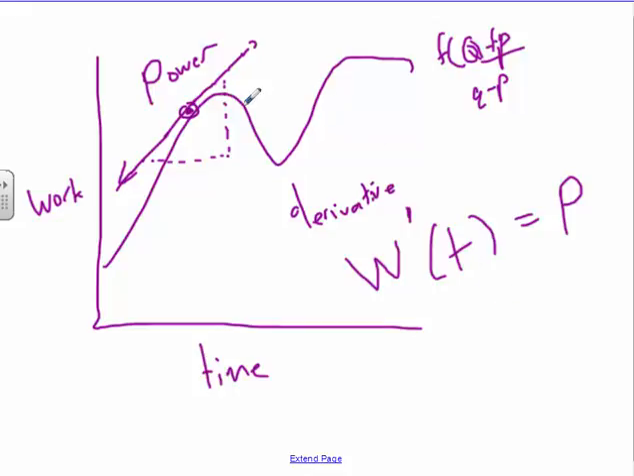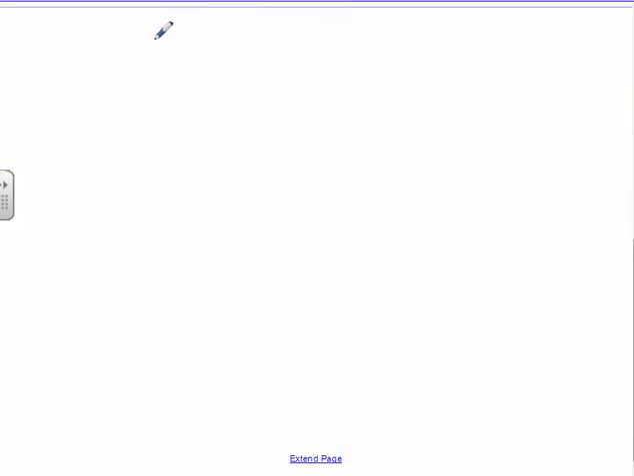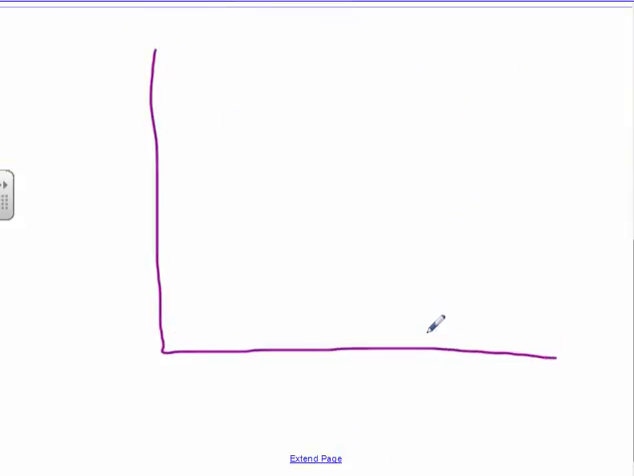Right here, the slope is positive. Right there, the slope is negative. Right here, the slope is 0. Right here, the slope is positive. Hypothetically, if you were an investor, so you're thinking economics, and you're wondering, why in the world would I care about this?